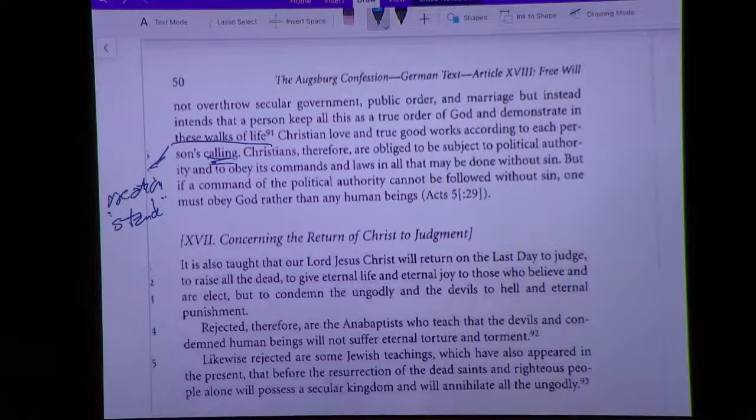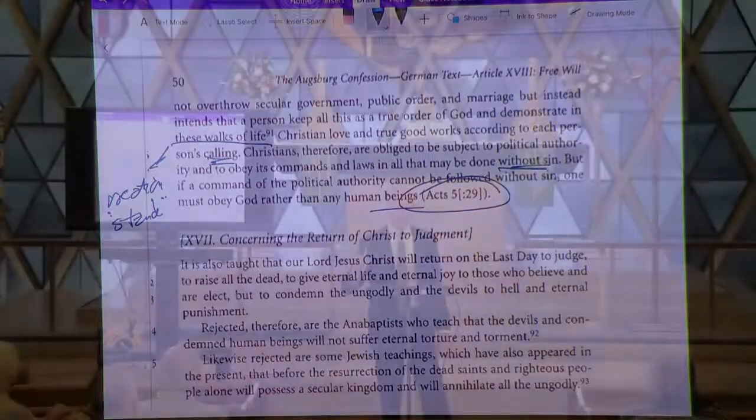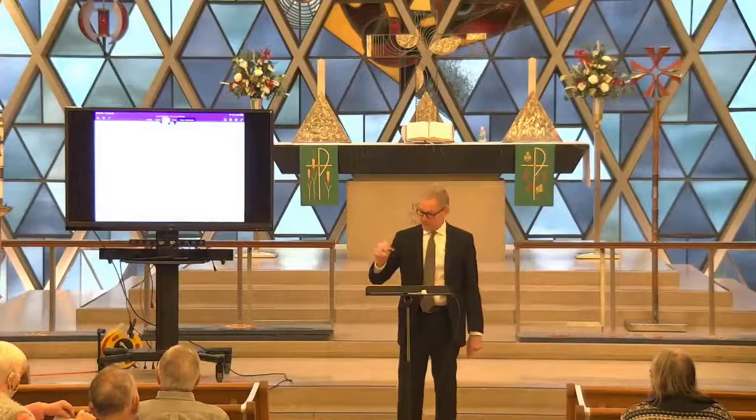Christians, therefore, are obliged to be subject to political authority and to obey its commands and laws in all that may be done without sin. But if a command of the political authority cannot be followed without sin, one must obey God rather than any human beings. Acts 5 kicks in. There you have it, AC 16. There's a lot going on here. And this is a very significant move that Luther and Melanchthon are making in the Augsburg Confession.